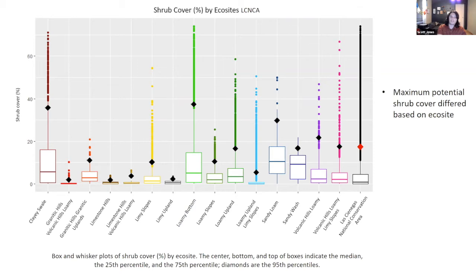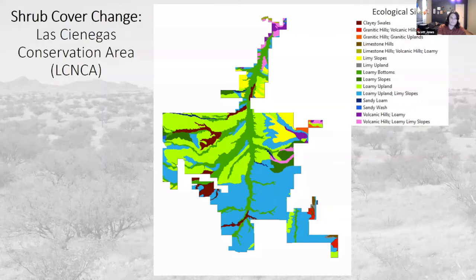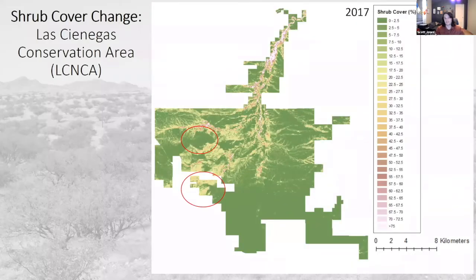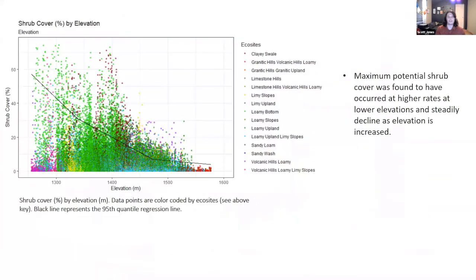So I also wanted to look at, if you go back to this image, you really notice the southern half has very little shrub on it. One of the things that pops up is that this is an elevation difference. As you go south on the reserve, the conservation area, elevation increases. So I also looked at topography here, and that black line right there is representing that 95% theoretical maximum shrub cover. And you can see as you increase elevation, you're seeing a dramatic drop in the amount of shrub cover that area can support.